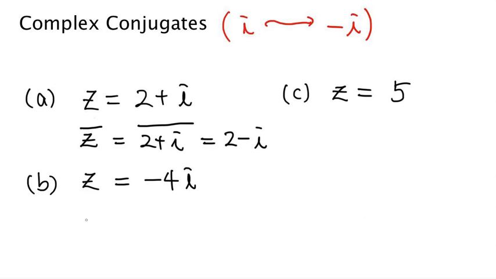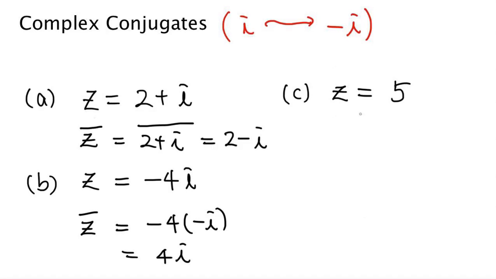Okay, let's look at the second example. Suppose z equals negative 4i. Then what is the complex conjugate of this number? z bar equals negative 4 times negative i. Okay, so this is positive 4i.